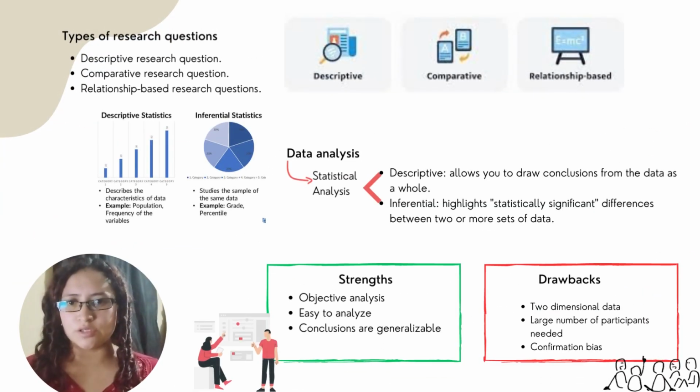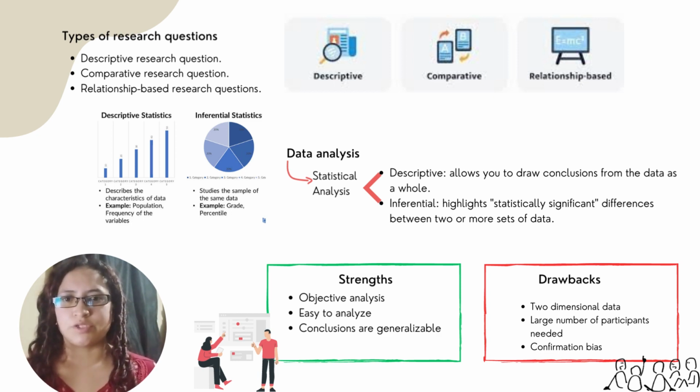Quantitative research questions are objective questions that provide detailed knowledge about the research topic, and we have three types: comparative, descriptive, and relationship-based research questions. About the data analysis, we must do a statistical analysis that could be inferential or descriptive. In the descriptive, we can draw conclusions about the population as a whole, and in the inferential, we have to highlight the significant differences between the sets of data.